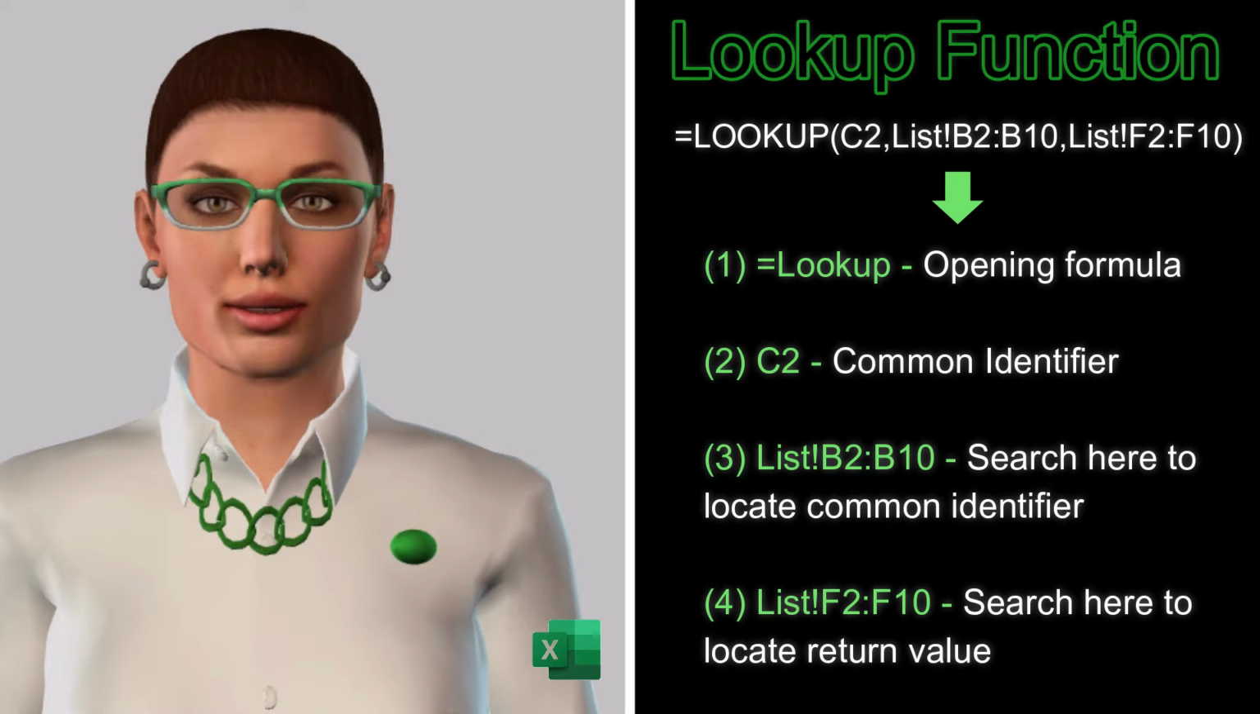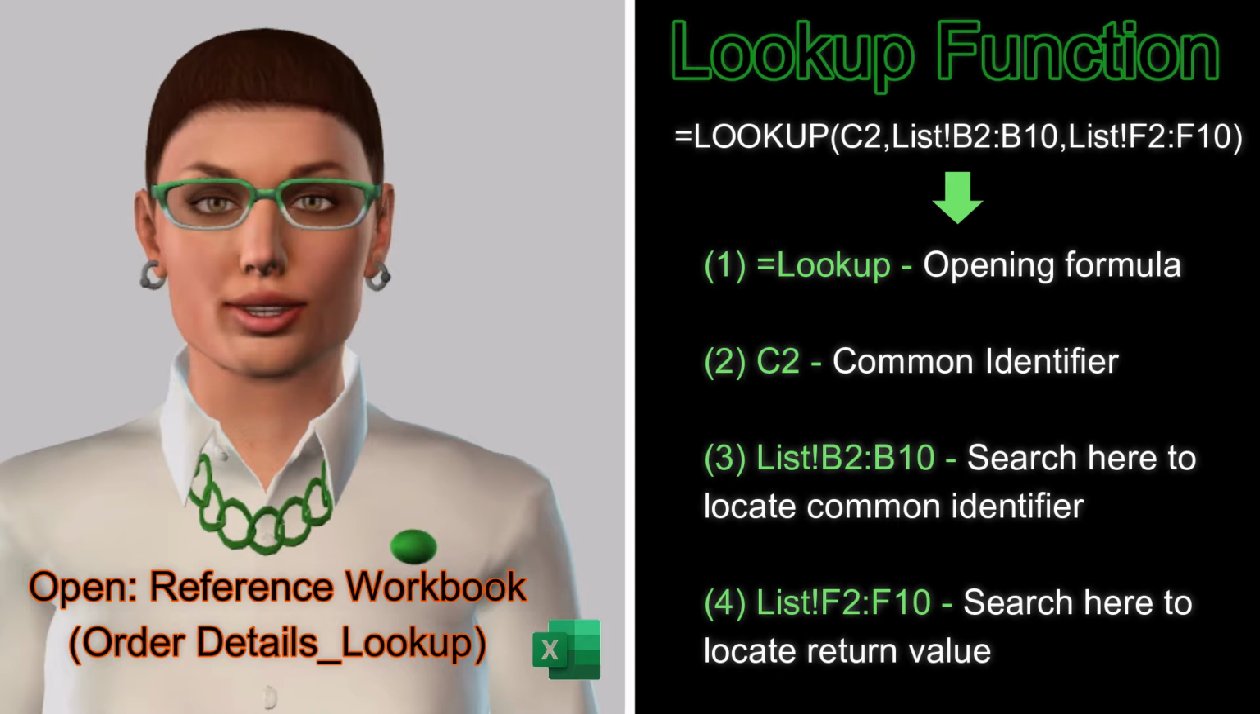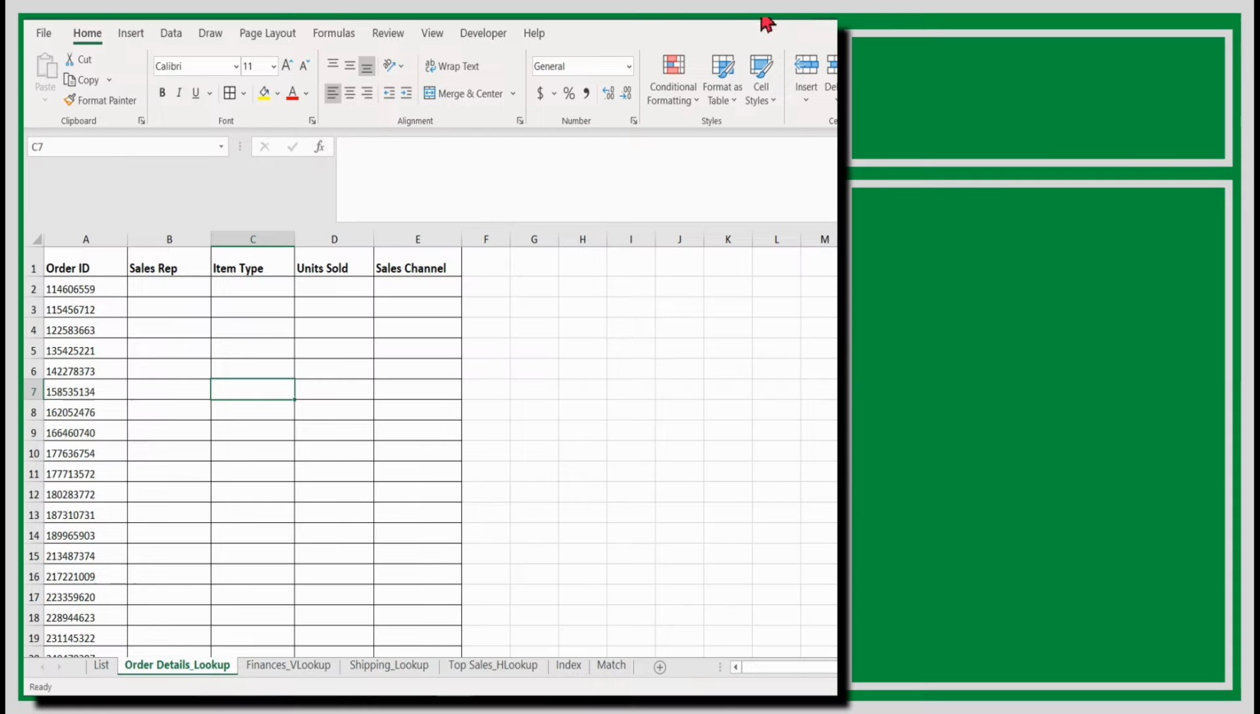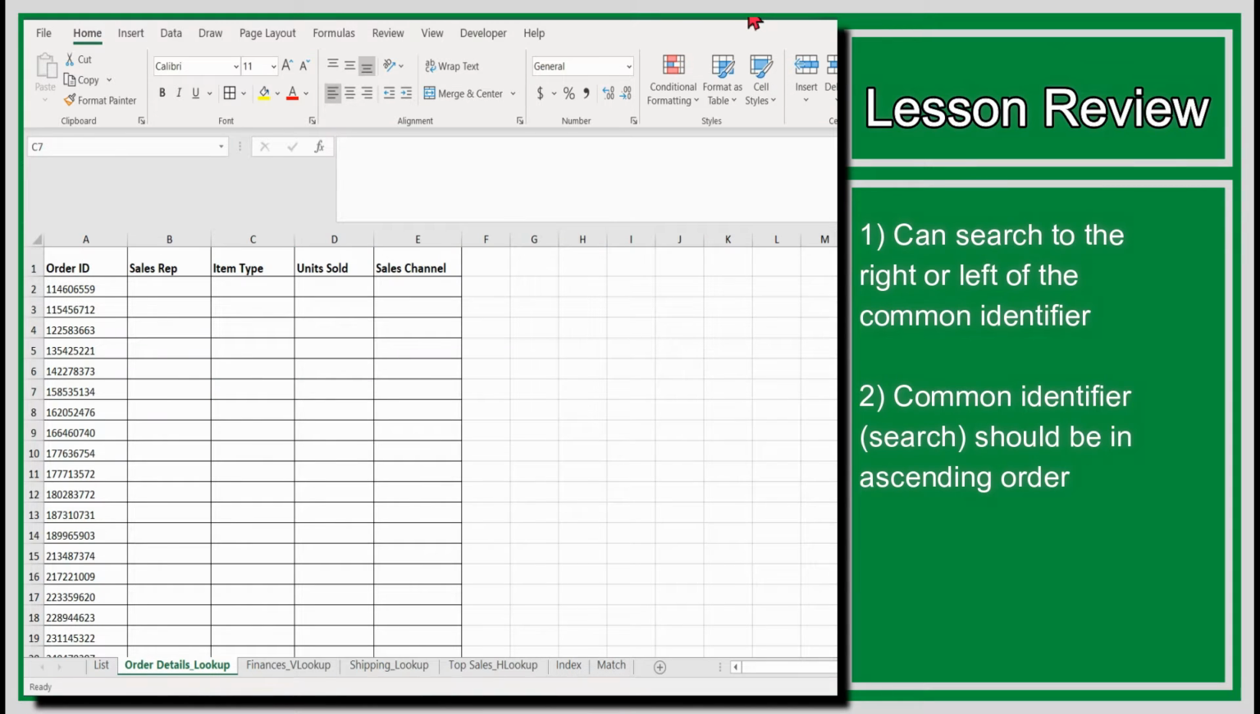Let's get some clarity by doing the actual lesson. Please open the reference workbook and go to the Order Details Lookup tab to follow along in this lesson. Okay, so here we are in our spreadsheet, and before we get started, I would like to tell you a little bit about our lesson. We will retrieve information directly from the List tab using the Lookup function. We will retrieve the sales rep, item type, unit sold, and the sales channel. We'll retrieve information from the right and the left of the common identifier.